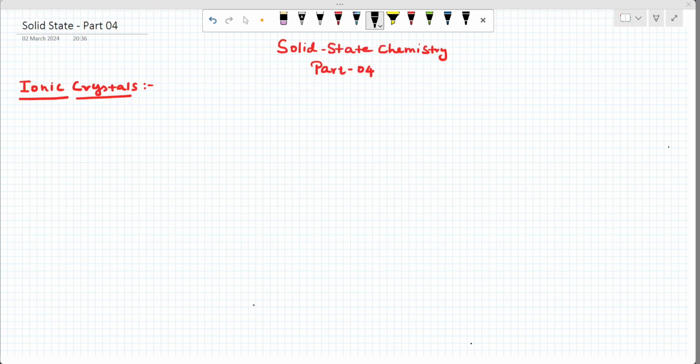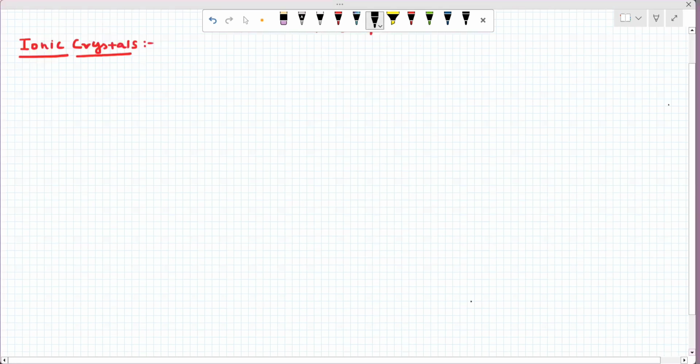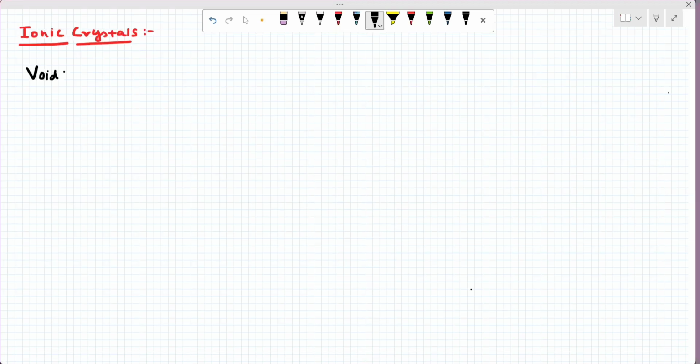Today we are going to discuss only ionic crystals. This is a very important topic. Before I enter into ionic crystals, I'm going to discuss some basic fundamentals. Now, what are voids? Please note, voids are nothing but empty space.